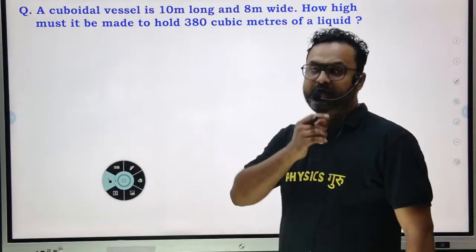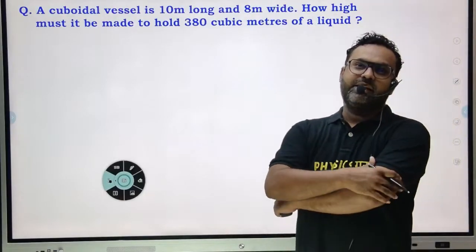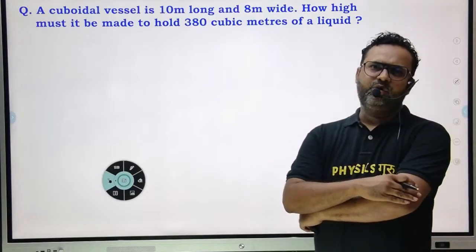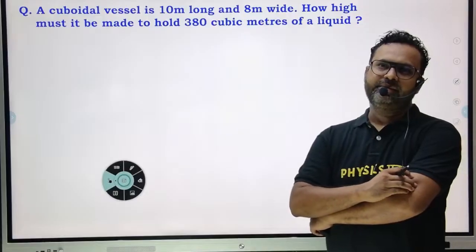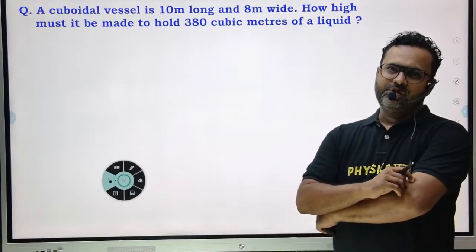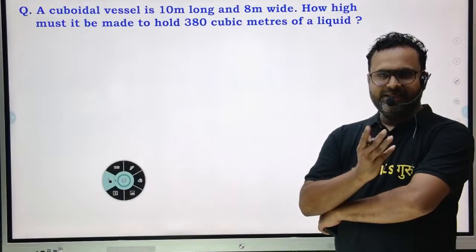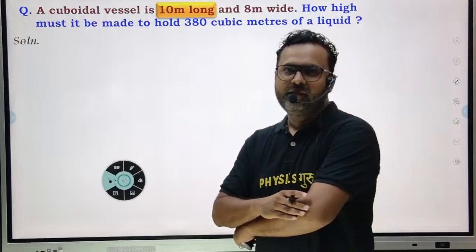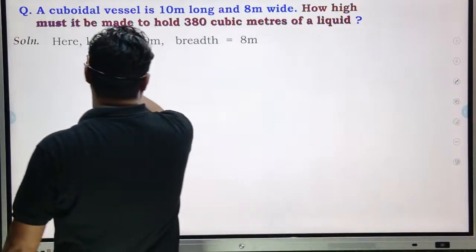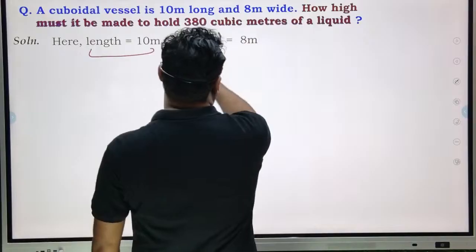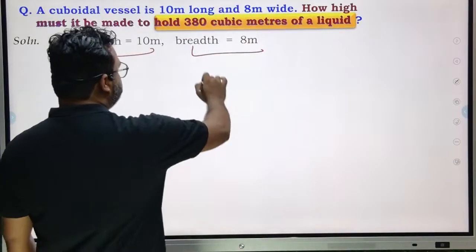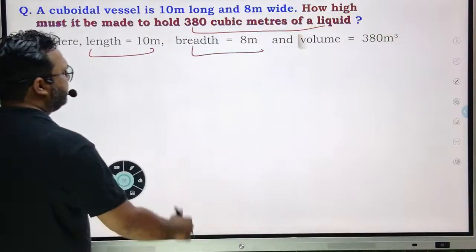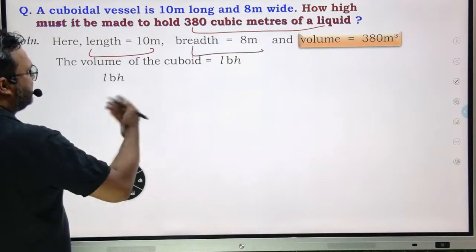The next question says that a cuboidal vessel is 10 meter long, 8 meter wide. How high must it be made to hold 380 cubic meter of liquid? So volume is given, length is given, width is given. They ask you to find the height of that particular vessel. So in this question, length is given 10 meter, breadth is given as 8 meter, cubic meter of liquid, that means volume is given. Volume is given how much? 380 cubic meter. And they ask you to find height.